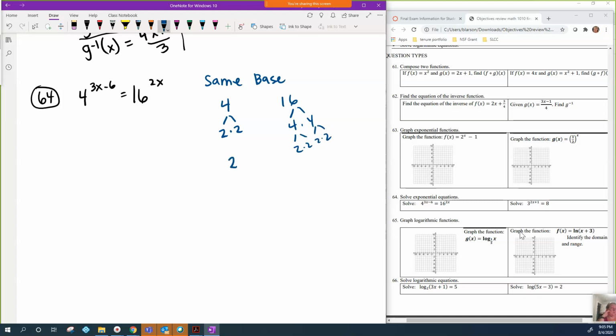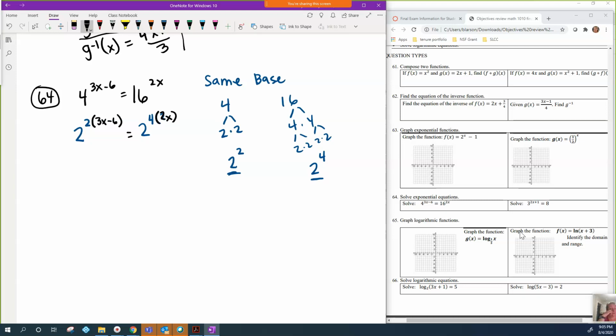So 4 is the same thing as 2 to the 2nd power. 16 is 2 to the 4th power. Right? And then they'll have that same base of 2. So 4 is 2 to the 2nd power, but then I can't forget that I still have to multiply that 2, right? Distribute that 2 through that 3x minus 6. And then on the other side, 16 is the same thing as 2 to the 4th power, but I still need to multiply that 2x and 4 together there, because that 2x was already up there.